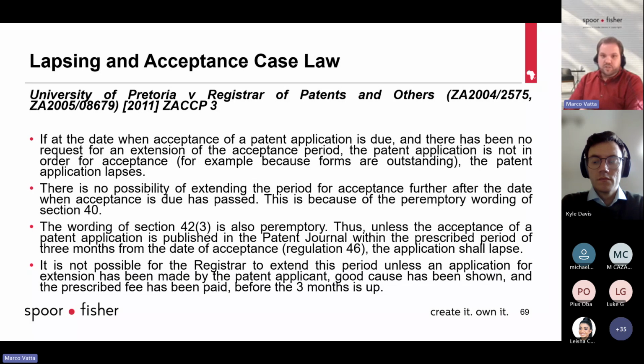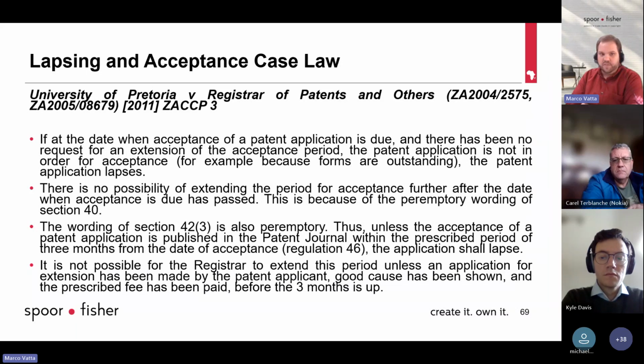But then also turning to Section 42.3, the wording is also peremptory, and the court also had to look at this matter where the acceptance notice was published out of time in the patent journal. And the court said that unless acceptance of the patent application is published within the prescribed period of 3 months, the application shall also lapse. And this case also held that it's not possible for the registrar to extend that publication period if the request was not made prior to the expiry of the 3-month period and good cause shown.